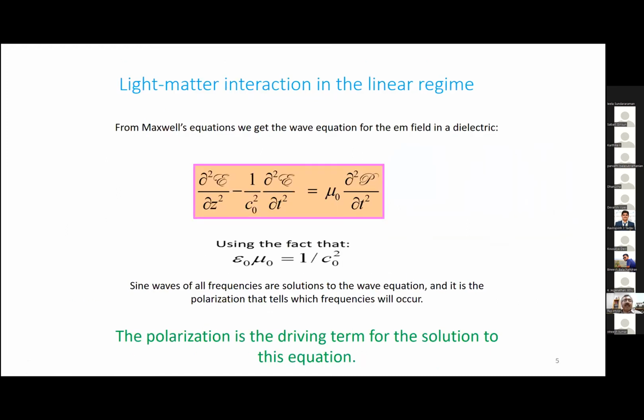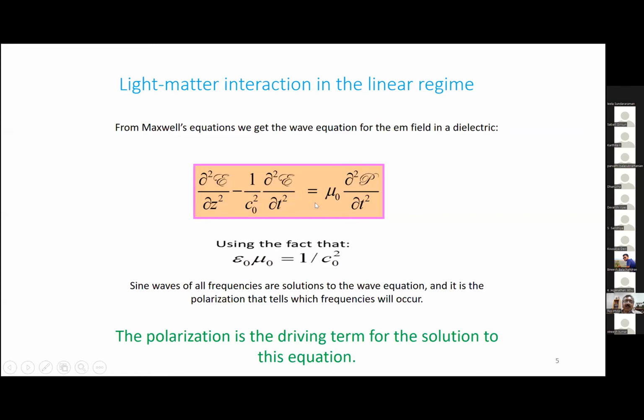So let's see what is the nature of light-matter interaction in the linear regime. From Maxwell's equations, we can write the wave equation for the electromagnetic field in a dielectric. And this is ∂²E/∂z² − (1/c0²) ∂²E/∂t² = μ0 ∂²P/∂t², where P is the induced polarization. Here we have used the fact that ε0 μ0 is equal to 1/c0², where c0 is the velocity of light in vacuum, E is the applied field, t is time, z is position, and P is the polarization.